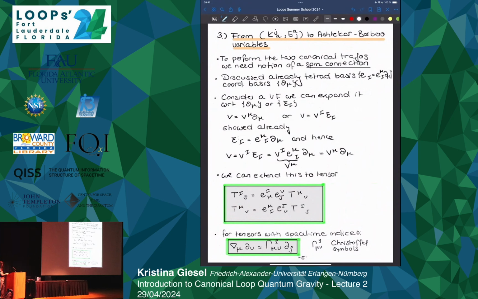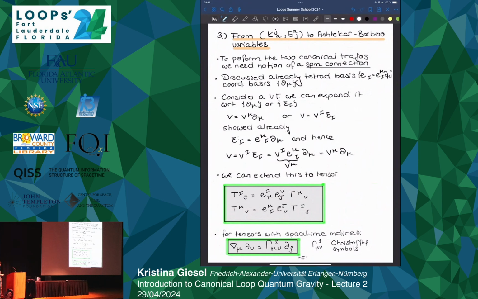We could transform a tensor of spatial indices in terms of tetrads into a tensor which has only internal indices. And using the inverse map, we can also do this from a tensor with space-time indices to a tensor of internal indices. And again, we have this relation between the two bases we just had before, and we can, in a sense, choose whether we expand some vector in terms of the tetrad basis or the coordinate basis.